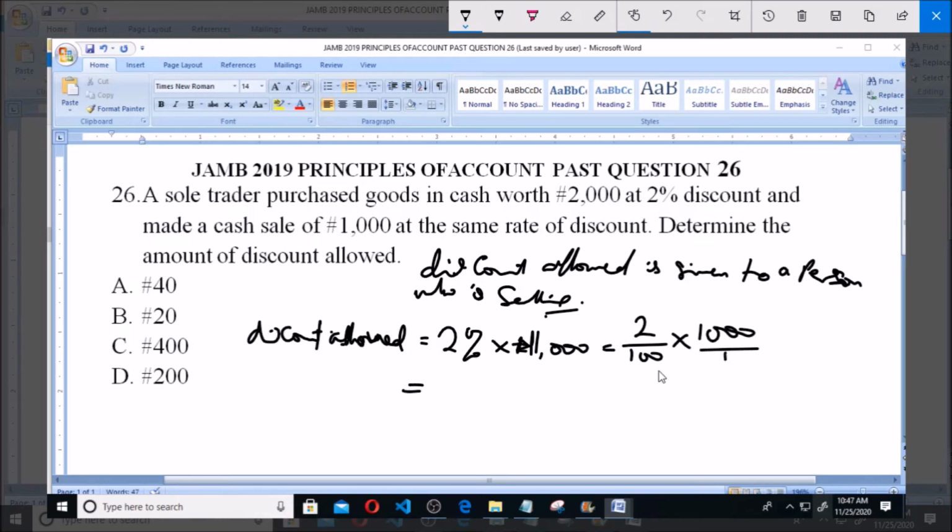So this will give us, the two here, this one will go and this one will go. So we have 2 times 10, which is 20 naira. That will give us 20 naira.